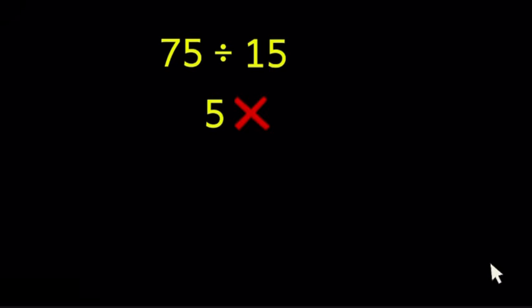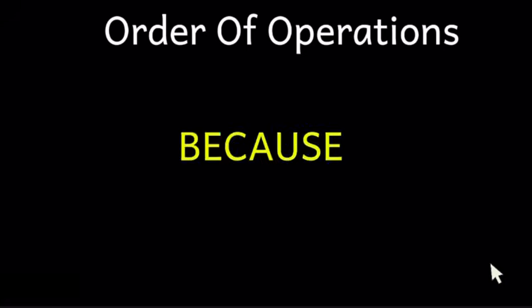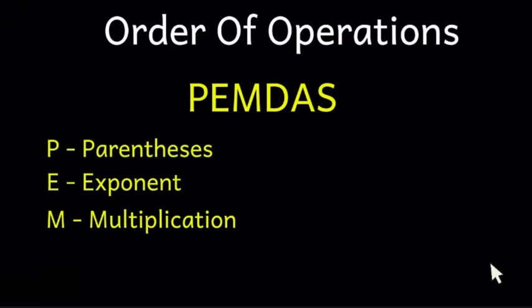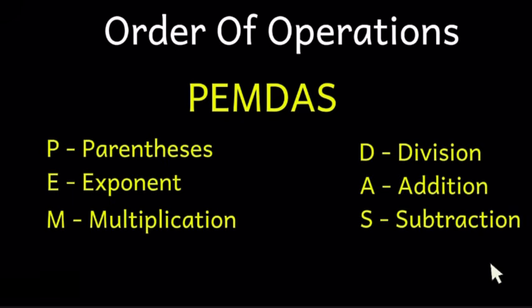And the reason this answer is wrong is because we ignore one of the most important rules in mathematics called the order of operations. The order of operations tells us that we cannot just cancel numbers because they look similar. We must follow a specific order called PEMDAS, where P stands for parentheses, E stands for exponents, M stands for multiplication, D stands for division, A stands for addition, and S stands for subtraction.